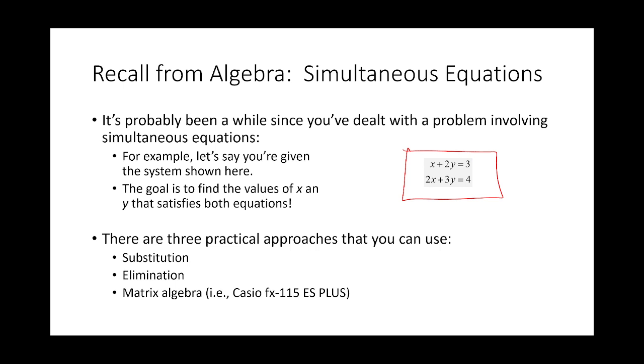Okay, so we have 2 equations, and I just made these up. There's nothing special about them. But we have x plus 2y equals 3, and 2x plus 3y equals 4. And so the goal in this type of problem is to find those magical values of x and y that satisfy both equations. And there's a graphical corollary to this problem.